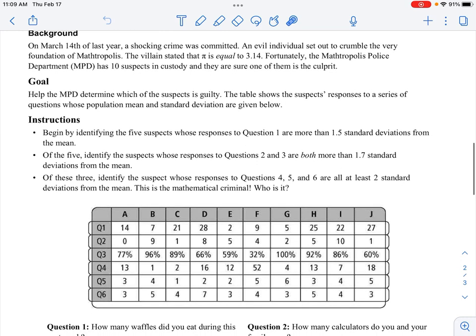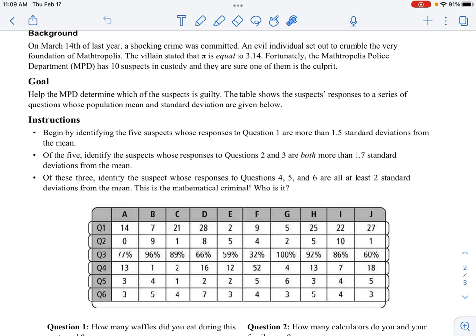So on March 14th of last year, a shocking crime was committed. An evil individual set out to crumble the very foundation of Mathtropolis. The villain stated that pi is equal to 3.14. Unfortunately, the Mathtropolis Police Department has 10 suspects in custody, and they are sure one of them is the culprit. So we are going to help the police department determine which of the suspects is guilty.